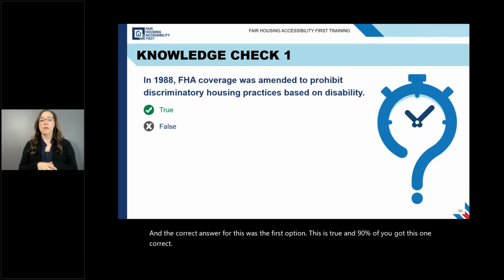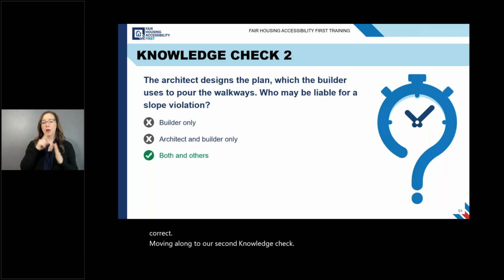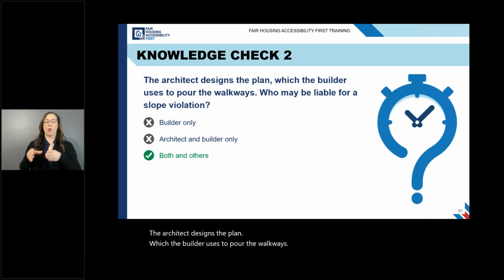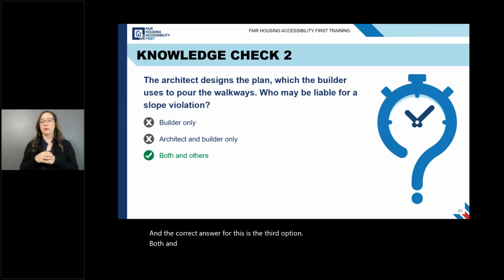Moving along to our second knowledge check. The architect designs the plan, which the builder uses to pour the walkways. Who may be liable for a slope violation? And the correct answer for this is the third option, both and others. And 87% of you got this one correct.